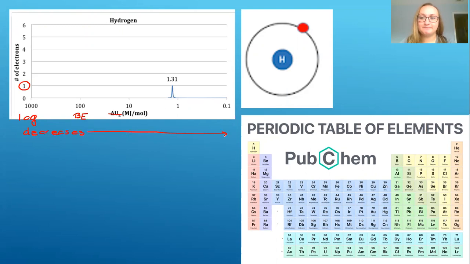Going across. I have no idea why it decreases going across. I don't know who made that decision.